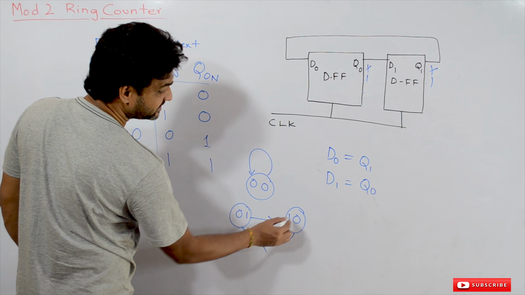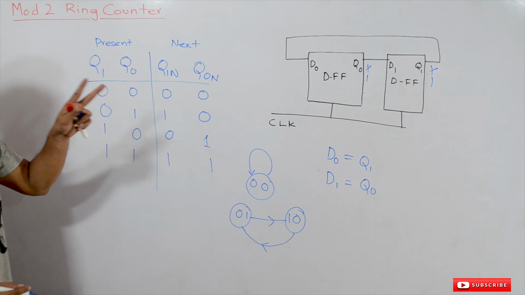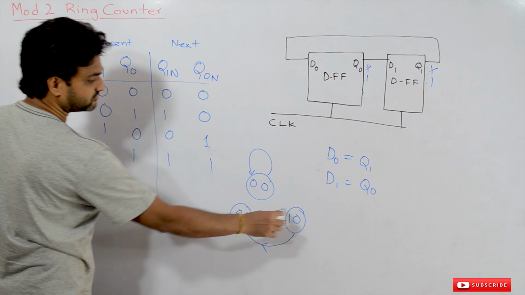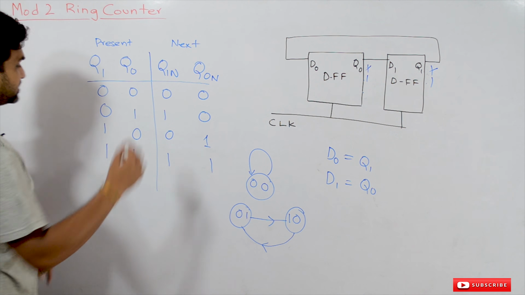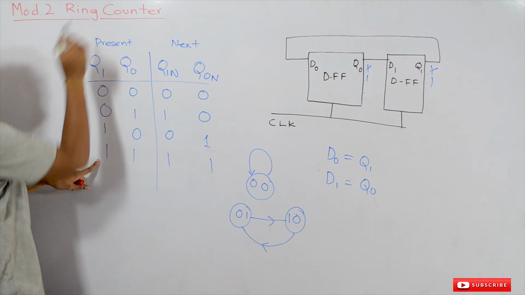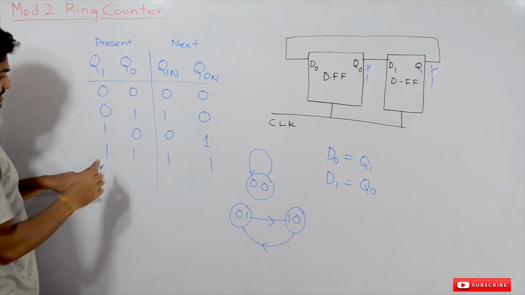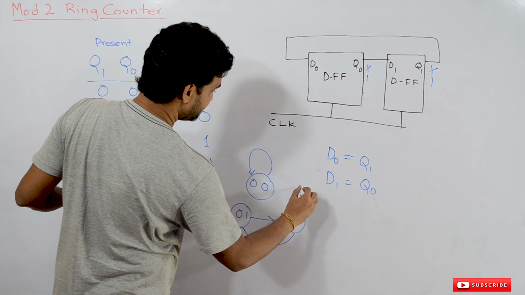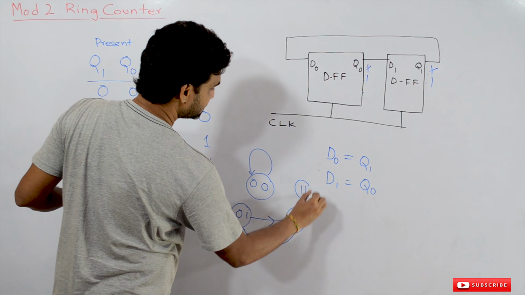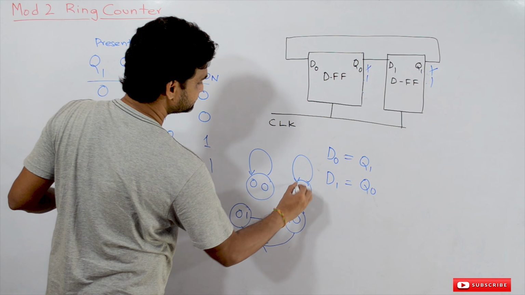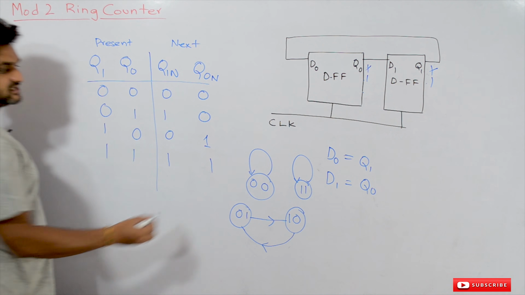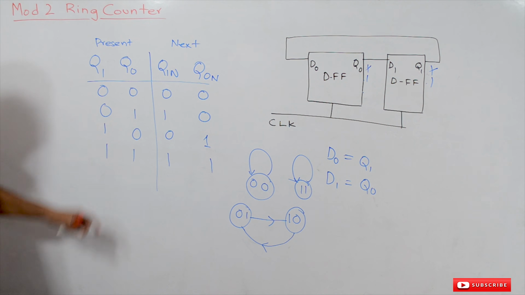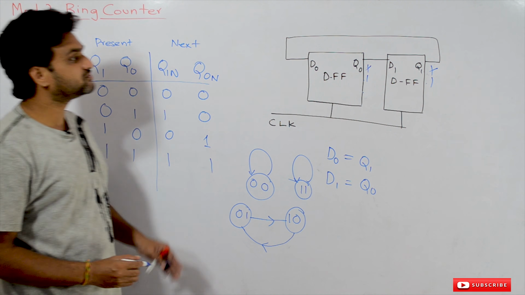So only two-number counting is happening: 0, 1 and 1, 0, 1, 0, 0, 1. This counting will continue. That is the reason why it is called a mod 2 ring counter. Whenever the state is 1, 1, it is going to remain in the same state. So that is the state diagram representation. Okay, so this is all about the mod 2 counter.